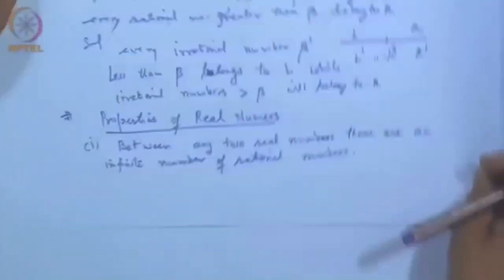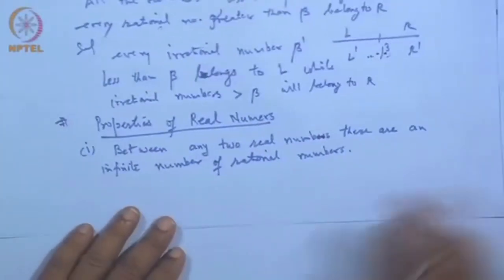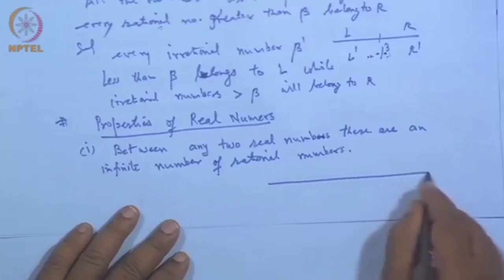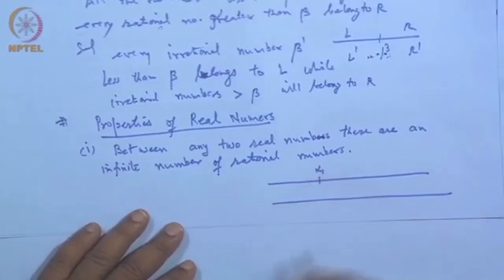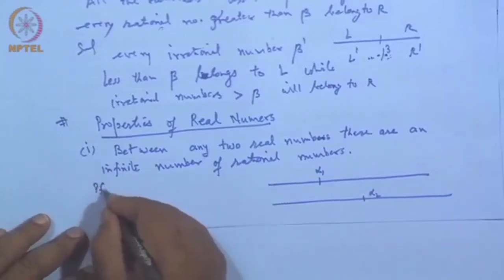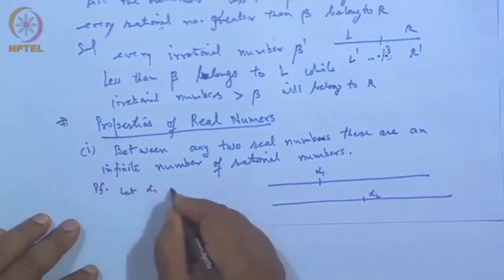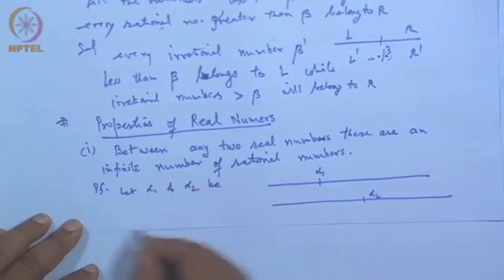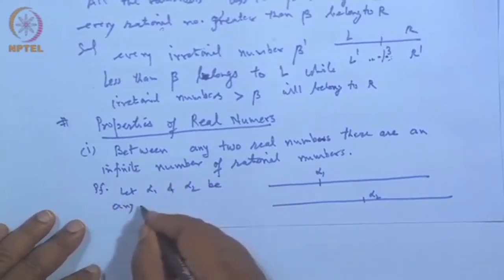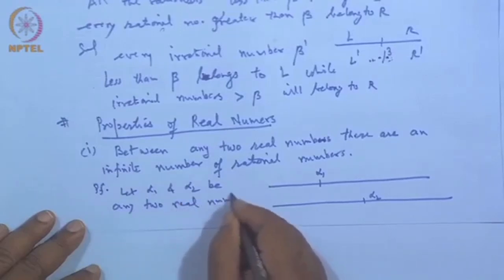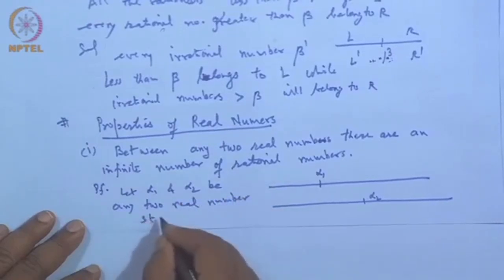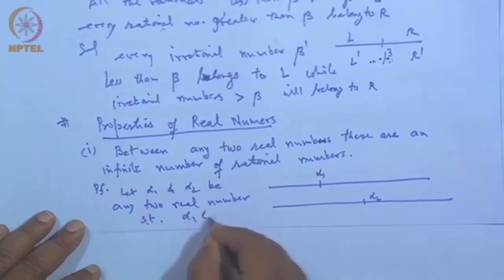Let us see how. Suppose we have two numbers, one is alpha 1, another one is alpha 2. So, let alpha 1 and alpha 2 be any two real numbers such that alpha 1 is less than alpha 2.